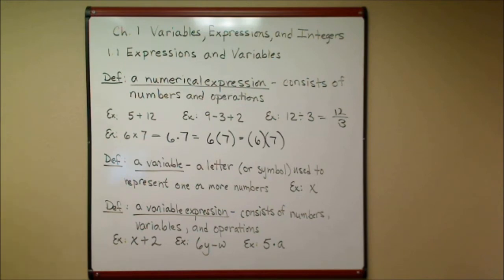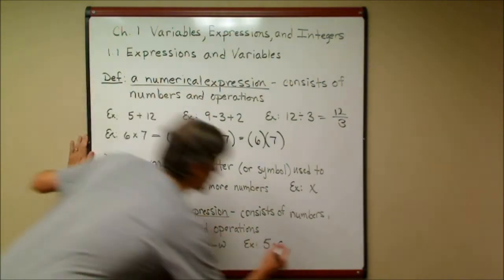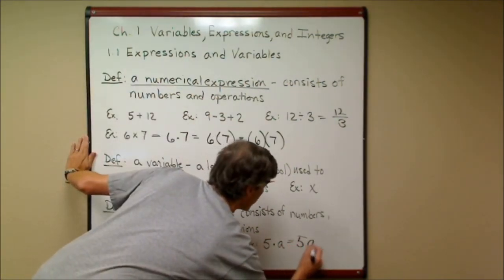The next example, 6y minus w, 6y minus w. The 6y, again, there's no symbol between the number 6 and the variable y. That implies also multiplication. That means the same as 6 times y. So that's the same as 6 times y minus the variable w. The third example, I actually put the multiplication sign in between the number and the variable, which you can do. That means 5 times a, but this can be written as 5a.